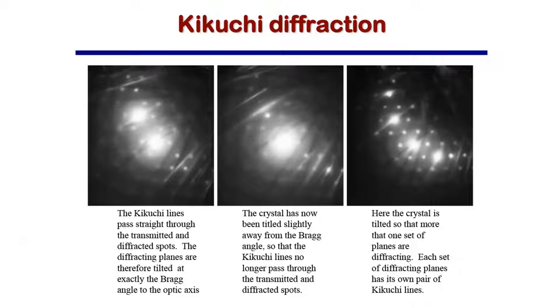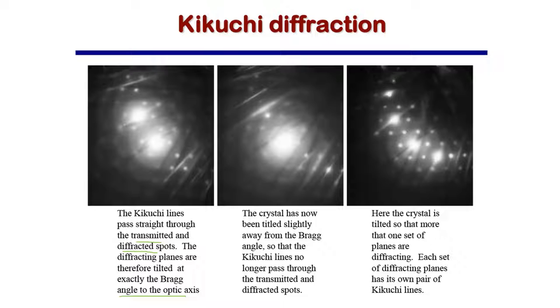So if we carefully read about them, the Kikuchi lines pass straight through the transmitted and diffracted spot. The diffracting planes are therefore tilted at exactly the Bragg angle to the optic axis. So here, where is the transmitted spot and where is the diffracted spot? In this one, this is my transmitted spot and these are my diffracted spots. And my Kikuchi lines are passing straight through the transmitted and diffracted spot.